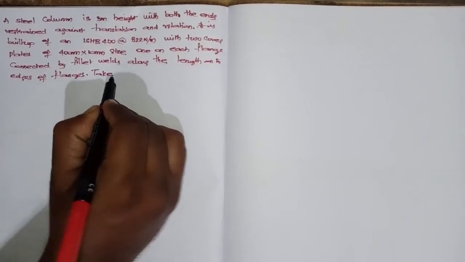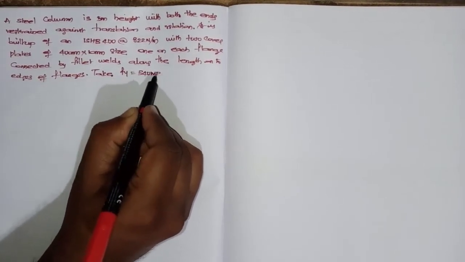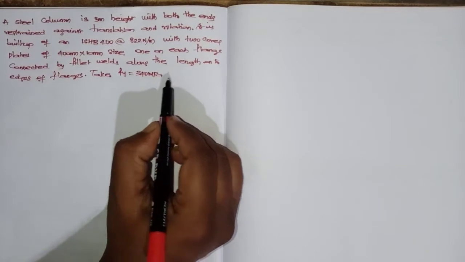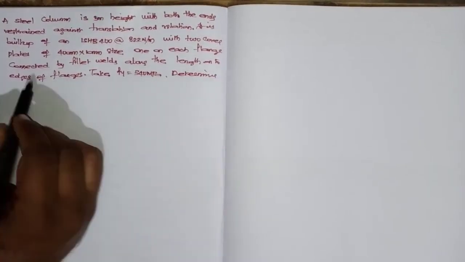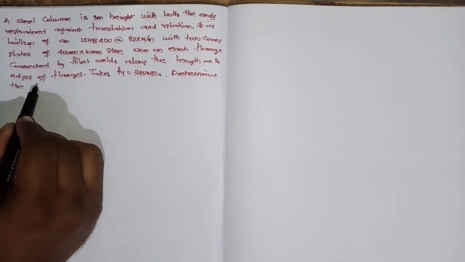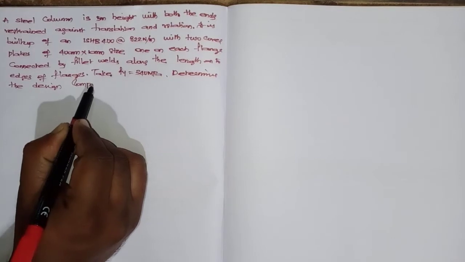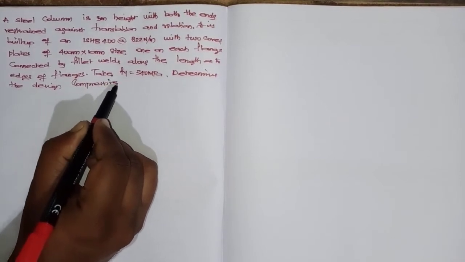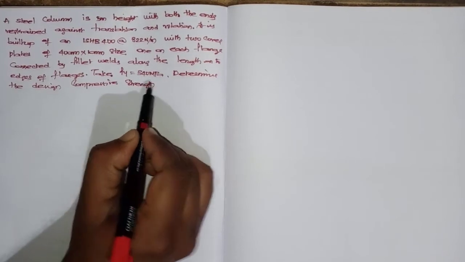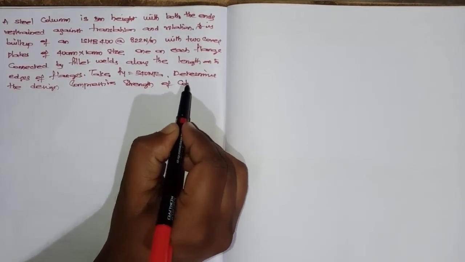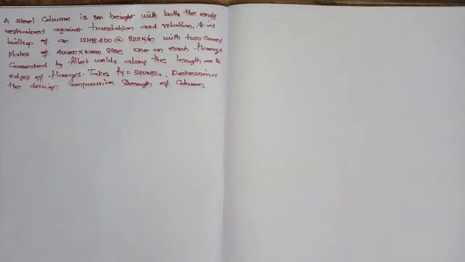Take Fy as 340 MPa (Newton per mm square) and determine the design compressive strength of the column. Okay, the question is very clear.